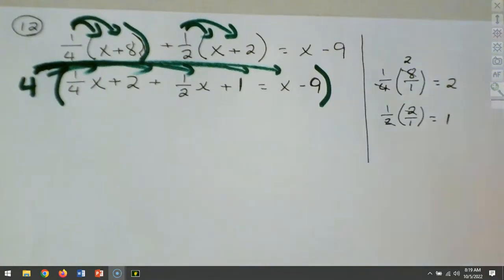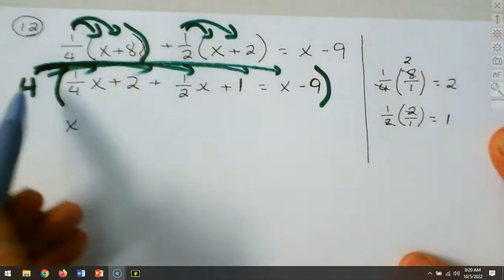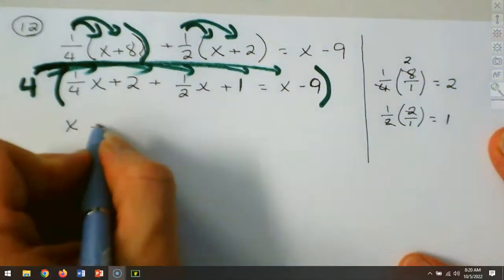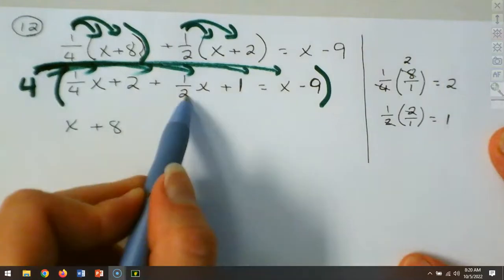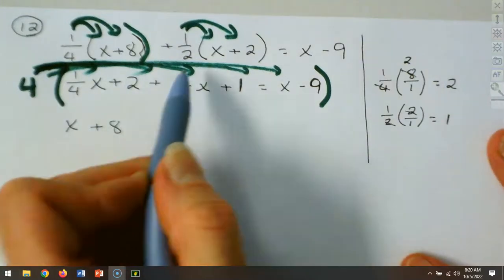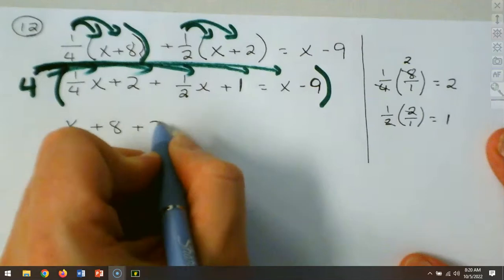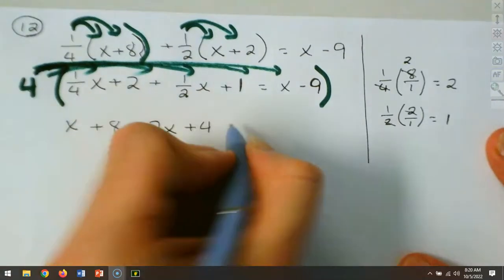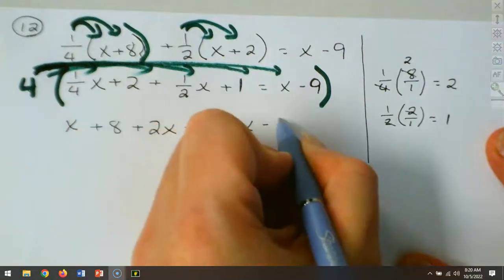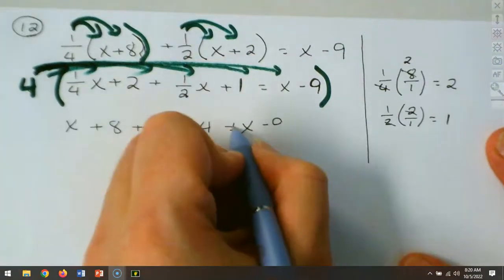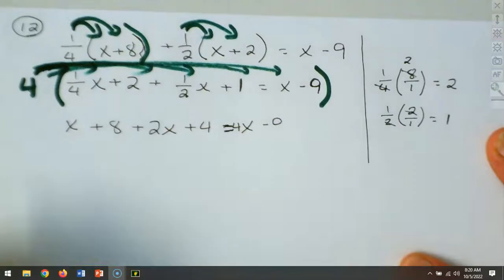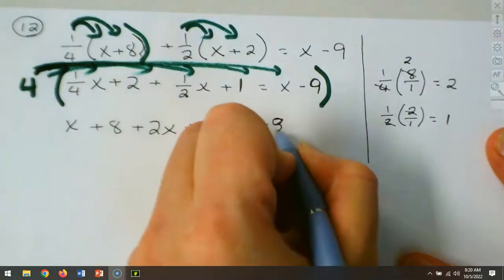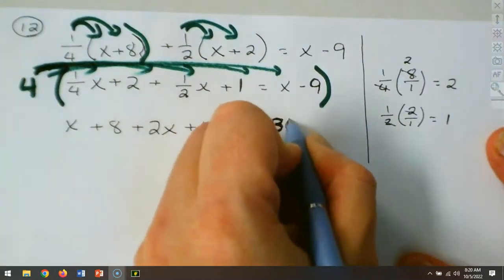Now we're going to distribute through. 4 and 4's cancel, so that leaves you with an x. 4 times 2 is an 8. 4 divided by 2 is a 2, times 1, that makes it a 2x. 4 times 1 is a 4. And that equals 4x minus, sorry, not x minus 9, it's what? Make sure you distribute through. 4x minus what? 36. Yep, make sure you don't make a mistake there.